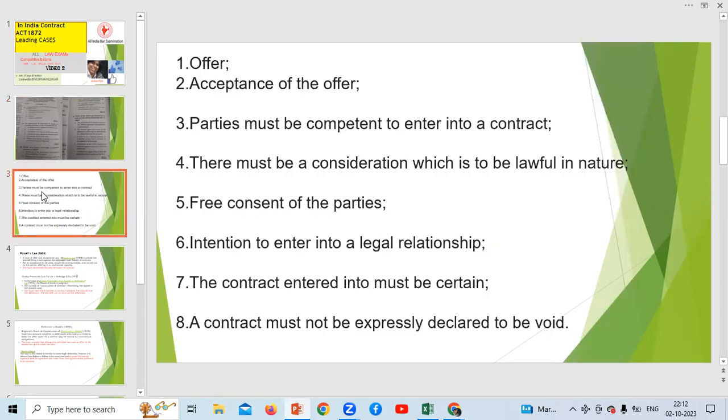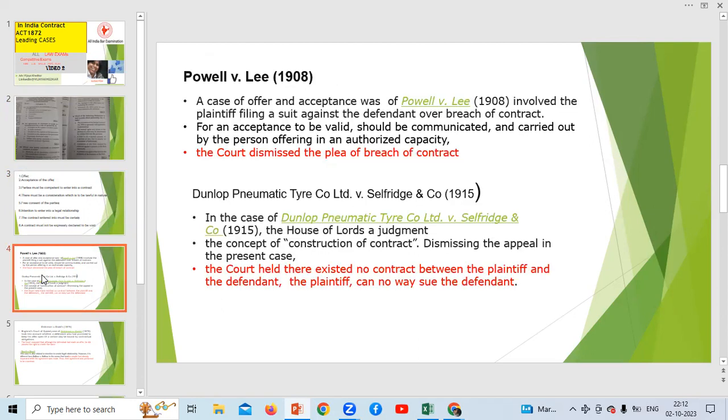So we'll go to the case laws. I already discussed this, and the first case is Powell versus Lee. It is a 1908 case, a case of offer and acceptance. It involved the plaintiff filing a suit against a defendant over a breach of contract. The court dismissed the plea of breach of contract, as for acceptance to be valid it should be communicated and carried out by the person offering in an authorized capacity.